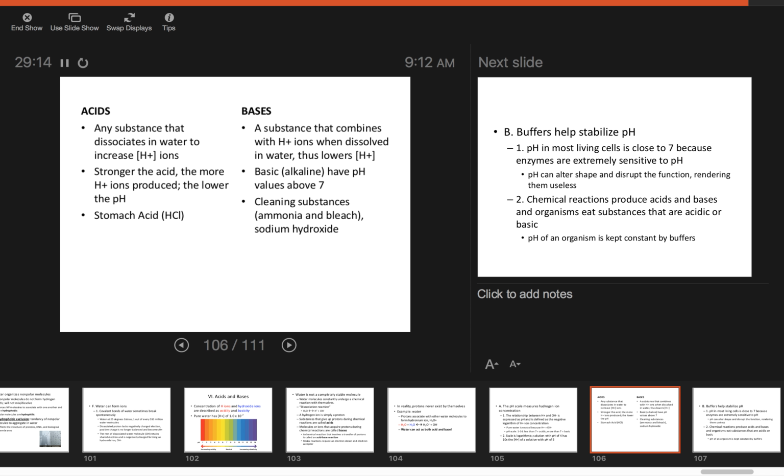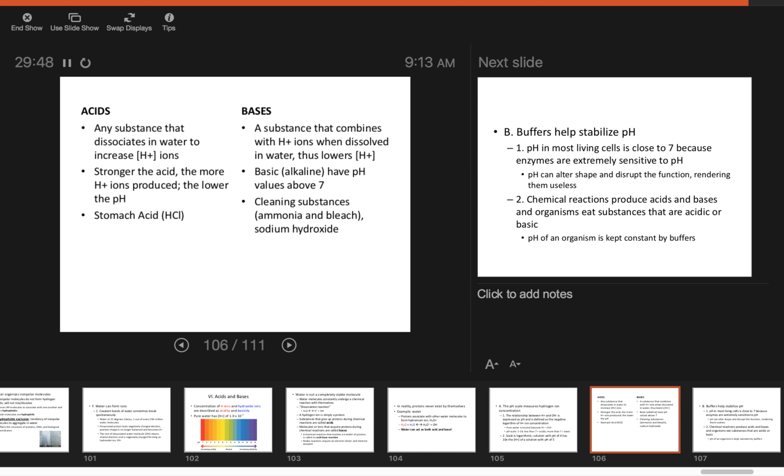You can also use the word alkaline to describe bases. So if you hear the word alkaline, it's a base. Cleaning substances like ammonia and bleach and sodium hydroxide, those are all examples of bases. There's a statistic out there that says like 62% of incoming college students can give you examples of acids. They're easy. You can say stomach acid, battery acid, whatever, the list goes on, okay? But then you ask, give me an example of a base, and they're like, what?